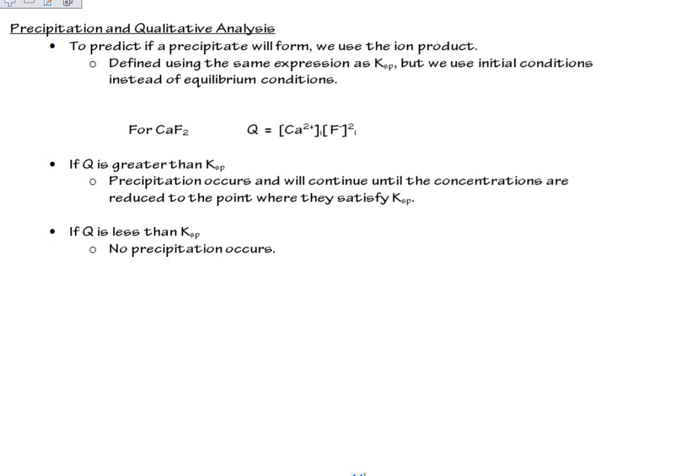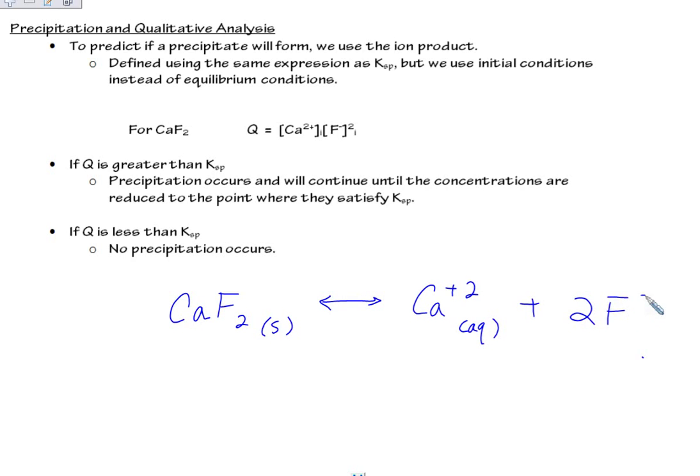When you look at Ksp equilibrium expressions, maybe we have calcium fluoride, and we're looking at its tendency to dissociate or dissolve in solution. Would we form calcium ions and fluoride ions? Oh, I should put 2 fluoride ions. There, 2 fluoride ions in solution. I like that better.